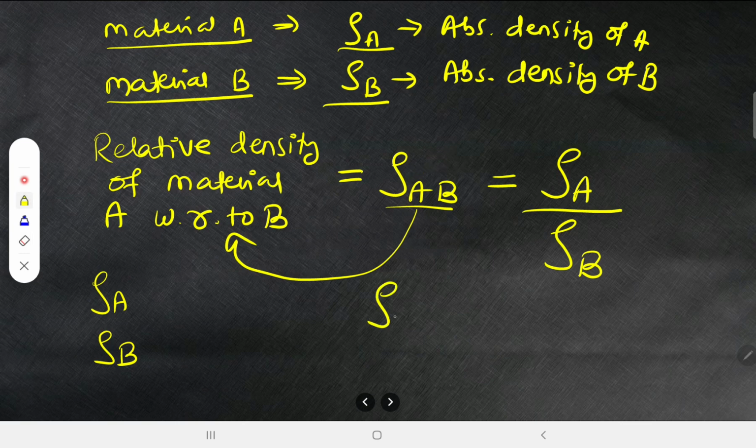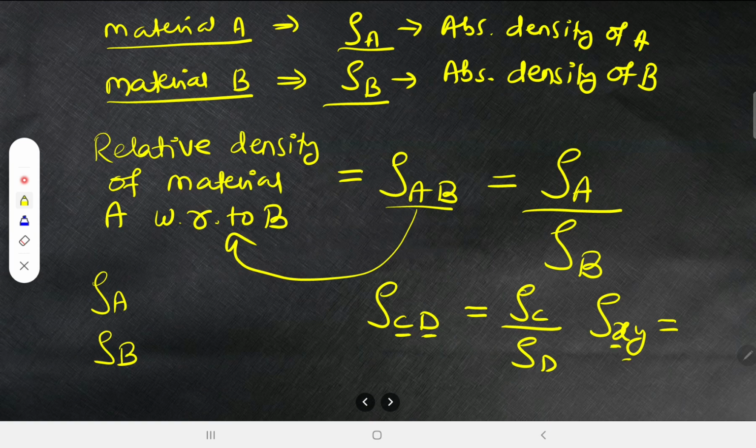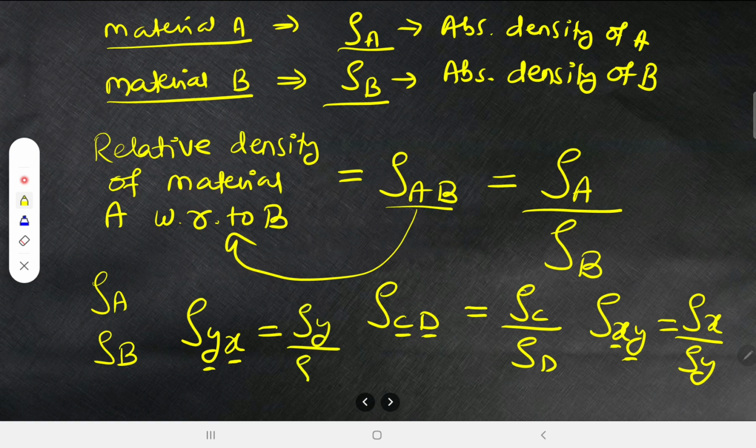For example, if I am writing rho CD, what is the meaning of rho CD? Rho CD means relative density of material C with respect to material D. So that becomes rho C divided by rho D. Alright, if I write rho xy, what is the meaning of rho xy? Relative density of material x with respect to material y. So it becomes rho x divided by rho y. Similarly, if I write rho yx, what is the meaning of rho yx? Rho yx is relative density of material y with respect to material x, and the formula becomes rho y divided by rho x. Alright, please remember this formula.